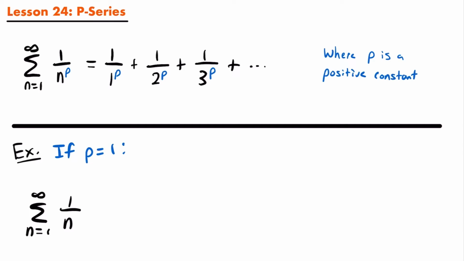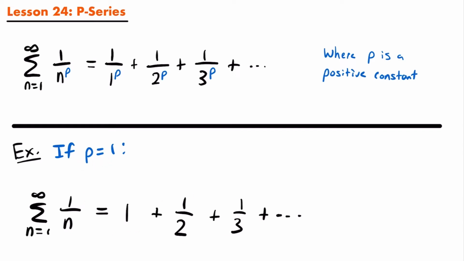Now if we write out the first couple terms of this series, it will look like this. We'll have 1 divided by 1 to the first power, plus 1 divided by 2 to the first power, plus 1 divided by 3 to the first power, and then we could continue on from there. We could have 1/4, then 1/5, 1/6, and so on. Alright, and notice that the first term is just 1 divided by 1, and that's equal to 1, so we can just rewrite that term to be 1. And so this is a P-series where p is equal to 1.